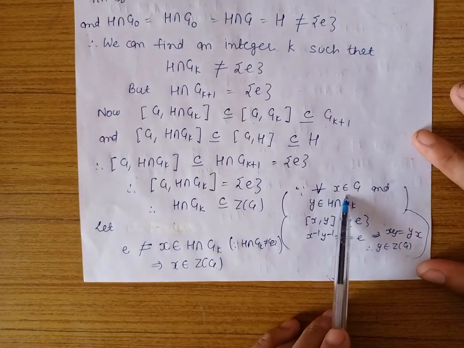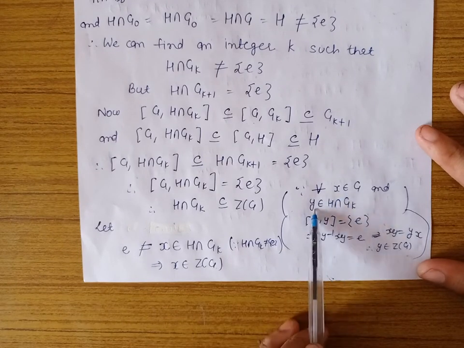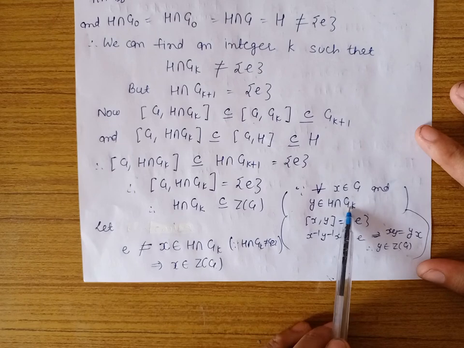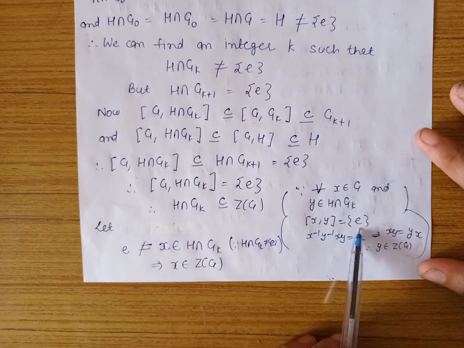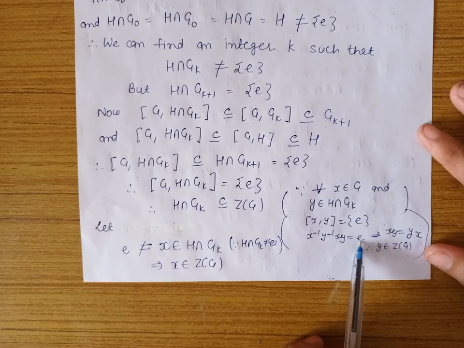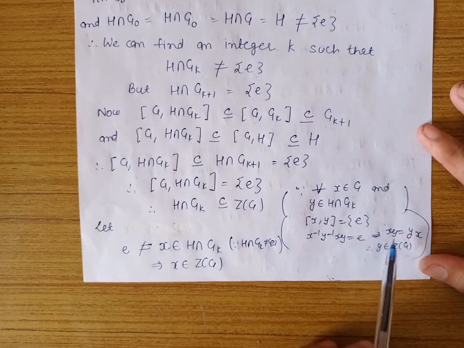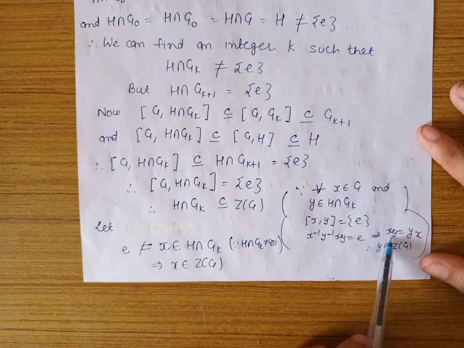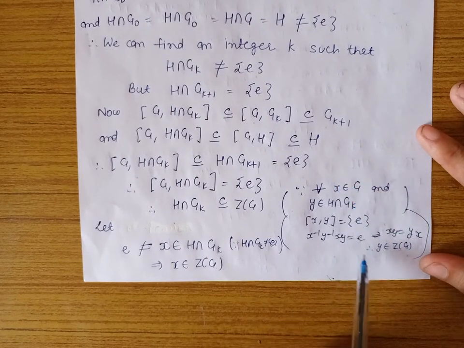So we can say for X belonging to group G and Y belonging to H intersection Gk, we have the commutator of X with Y equal to identity. By definition of the commutator of two elements, we can say that X inverse Y inverse XY is equal to identity. It means XY is equal to YX. It means X and Y commute with each other. So by definition, because Y commutes with every element of the group G, Y belongs to the center of G.